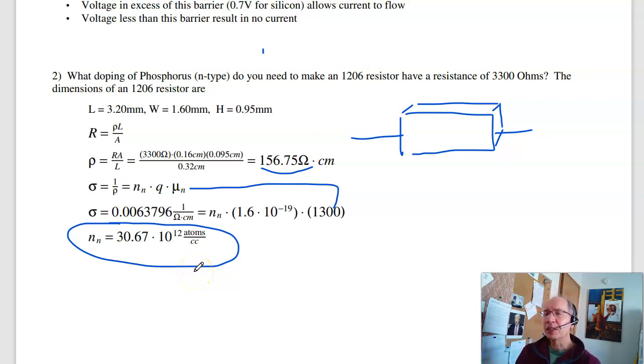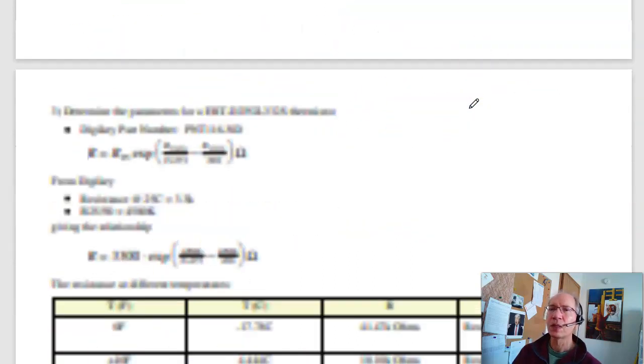That seems like a large number, but actually it's not. Avogadro's number is 6.02 times 10 to the 23rd. That's the number of atoms in a cubic centimeter of 1 mole. So I've got 10 to the 23rd atoms. 10 to the 12th of them are phosphorus. So you see that a really, really small percentage of the atoms are actually phosphorus. But those few phosphorus atoms are important. They provide the charge carriers that allow it to carry current. They're what makes the resistance 3,300 ohms. Problem 3.